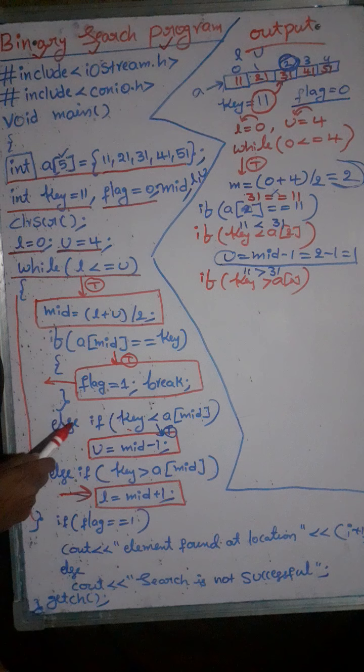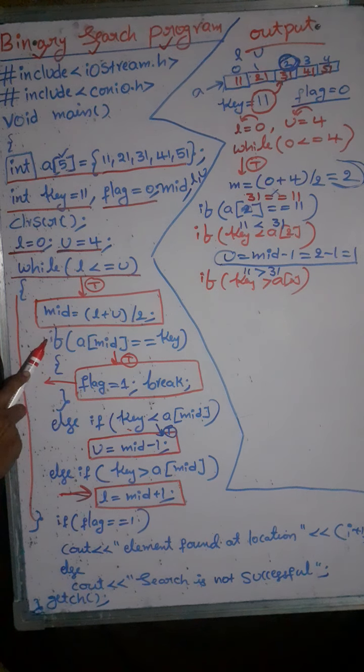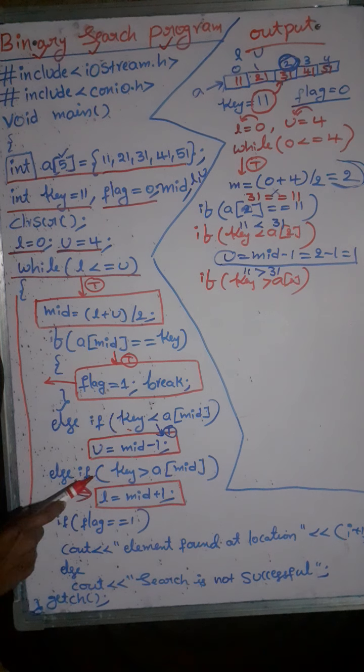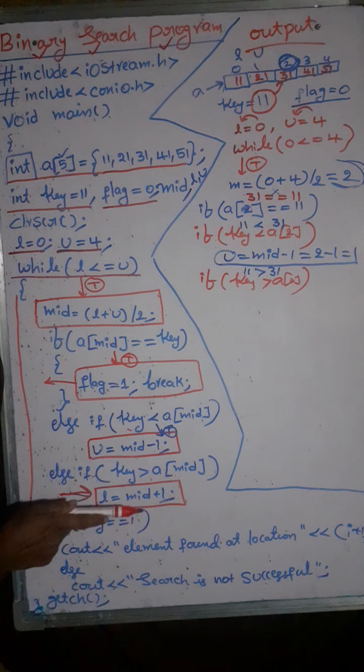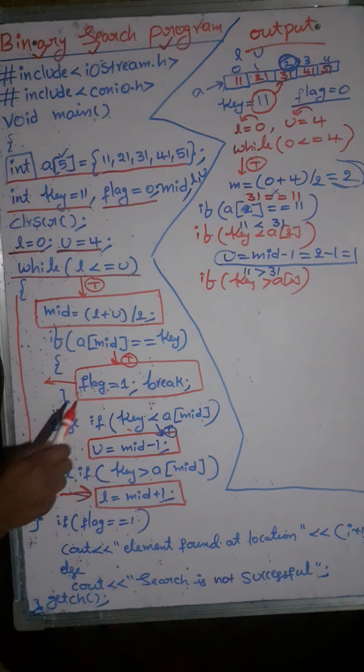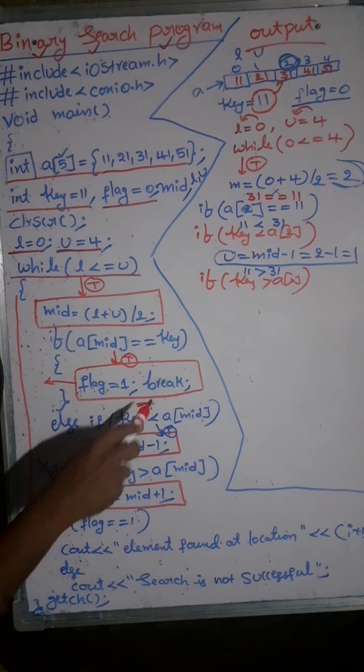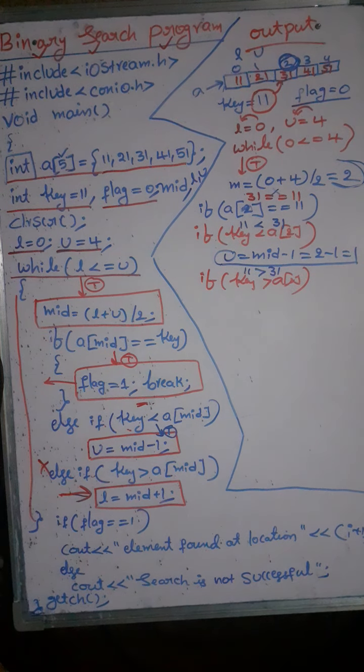Okay, in the else if ladder we have discussed one point, that is, here I have written one if, second condition, third condition, right? If one of the conditions in the else if ladder is true, then the other conditions will not be checked. Okay, so actually we don't need to check this condition.